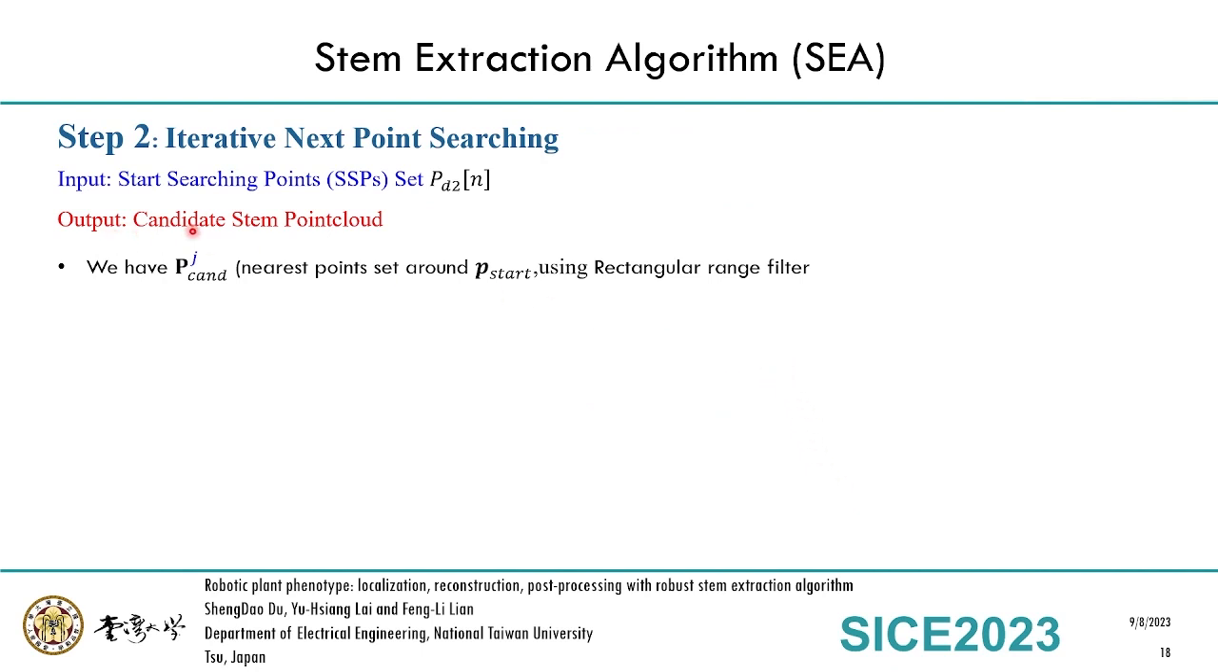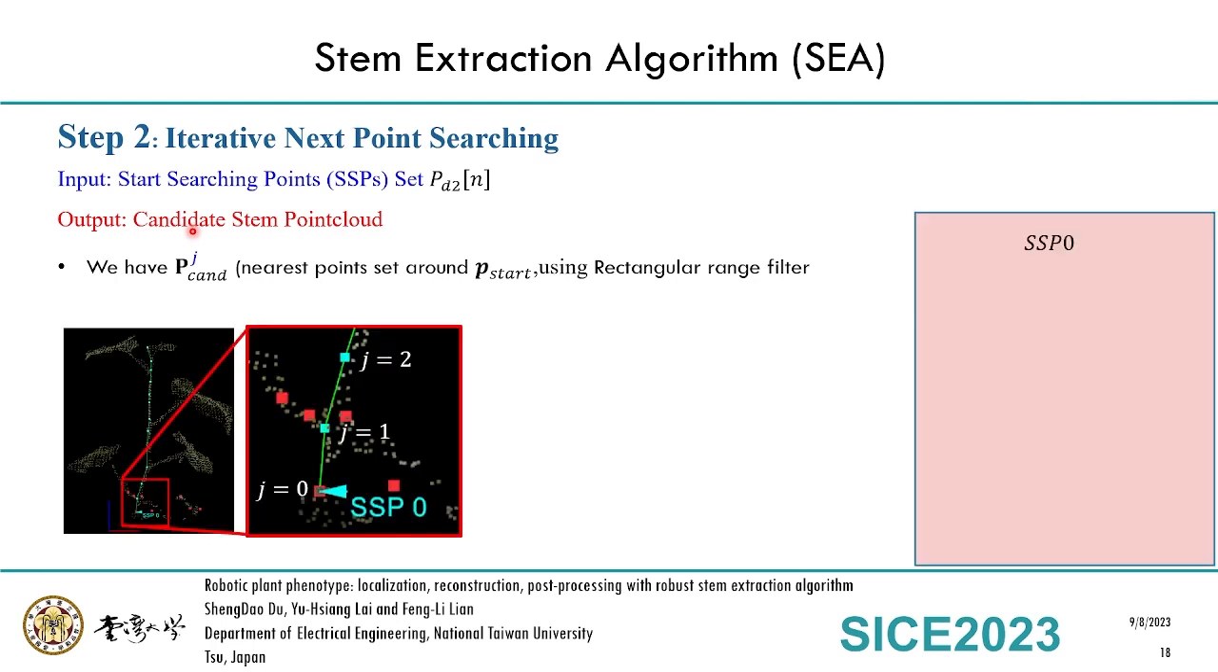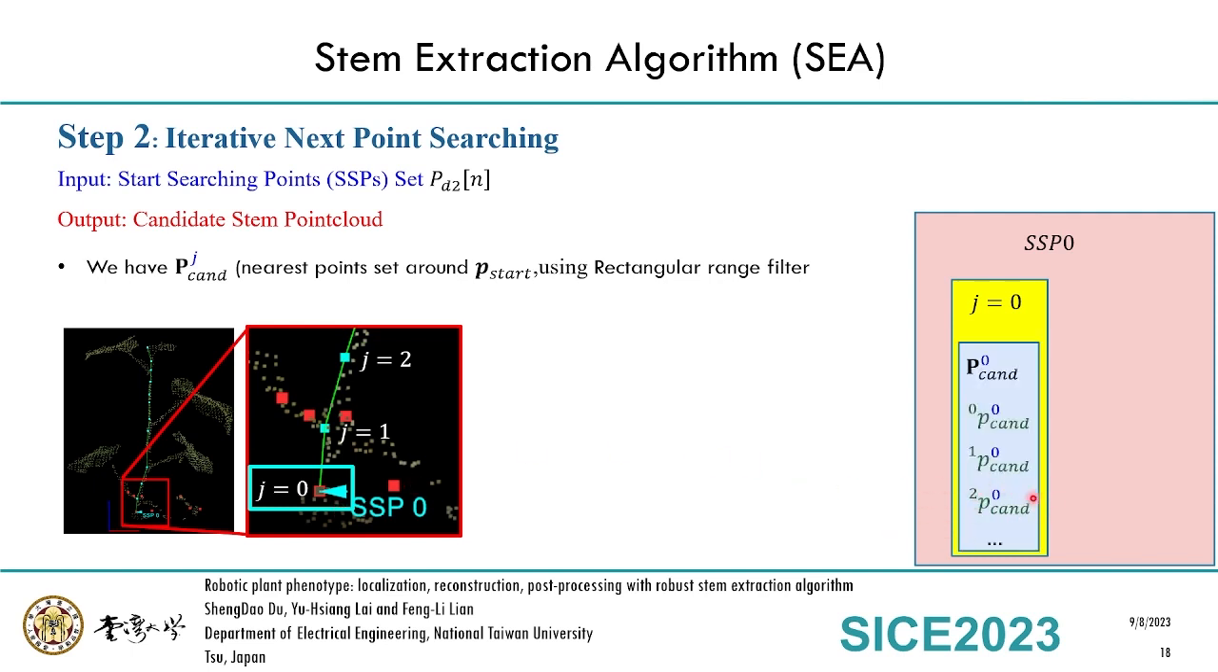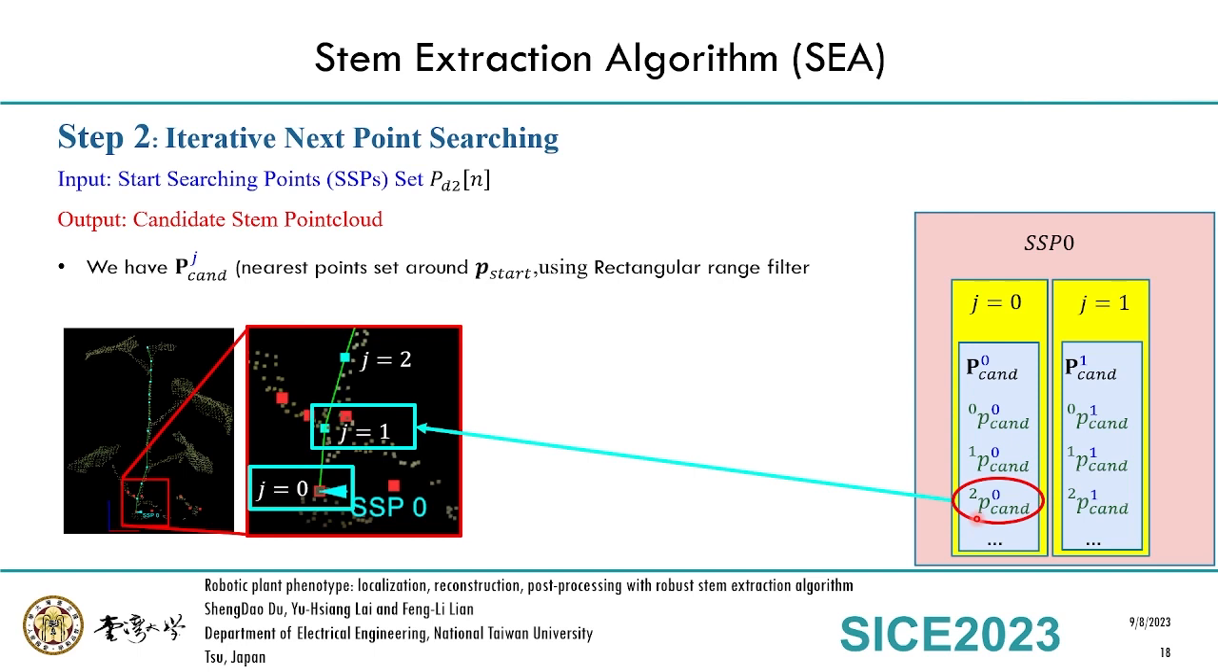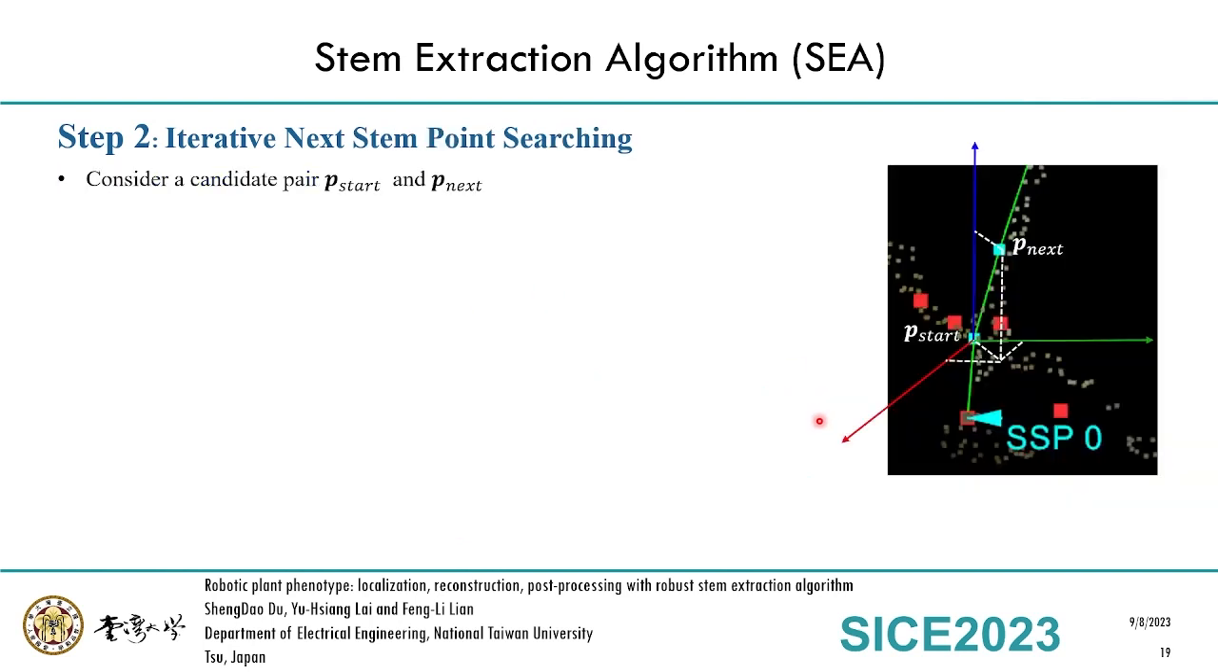In this step, the algorithm starts from SSP0 and finds the best next starting point. This is the starting point 0, and we want to find the nearest point, and we want to find the best point as the next starting point. For example, this red circle will be selected, but why we select this point will be introduced later, and iteratively this process will find another one and another one.